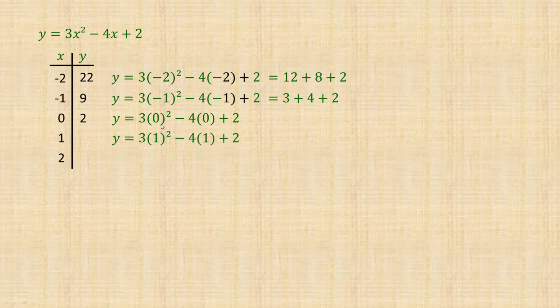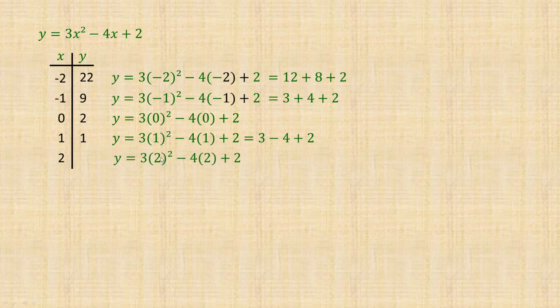Now when I put positive 1 in place of x, this is pretty similar to the second one. Negative 1 squared is 1, just like 1 squared is 1, so that part's going to be the same. What's different is in the middle here. Negative 4 times negative 1 is positive 4, but this is negative 4 times positive 1 now, so it's going to be a subtract 4. So it'll be 3 minus 4 plus 2. 3 minus 4 is negative 1, plus 2 is positive 1.